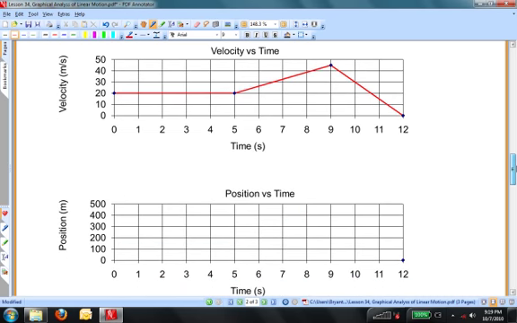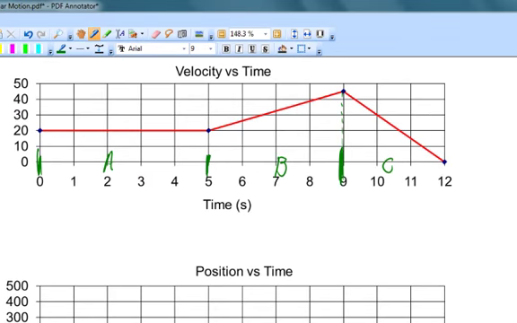First of all, we need to describe what the motion of the truck is. Let's do that over here at the side. I'm going to break the graph into 3 different segments, from 0 to 5 seconds, from 5 to 9 seconds, and from 9 to 12 seconds. I'm going to call those segments A, B, and C.